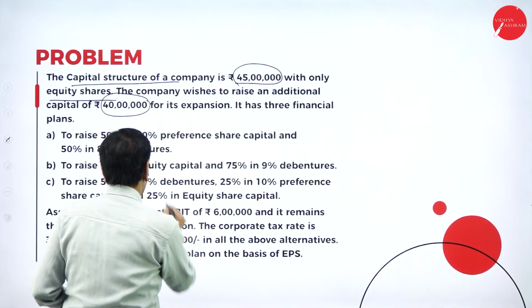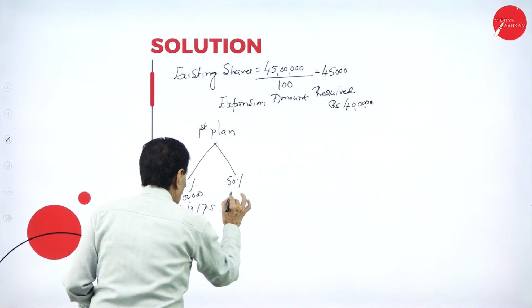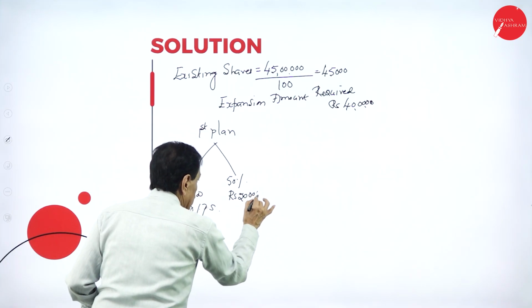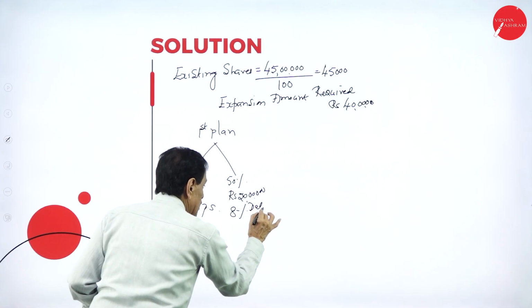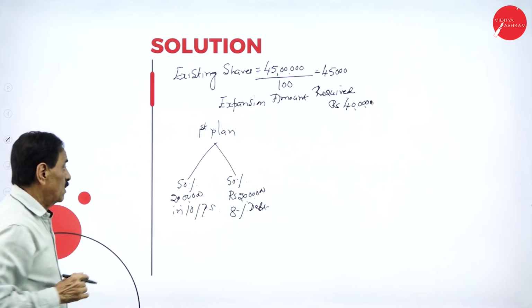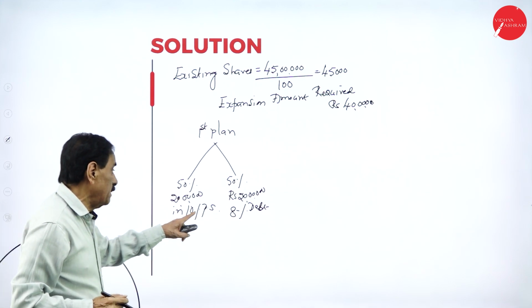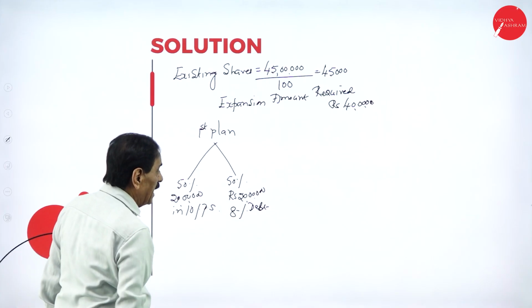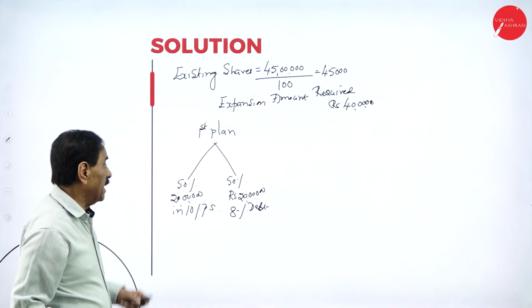Another 50% in 8% debenture, rupees 20 lakh, 8% debt. Totally 40 lakh. How will it happen? 20 lakh in 10% preference, here preference dividend will come. Another 20 lakh in 8% debenture, interest on debenture will come here.